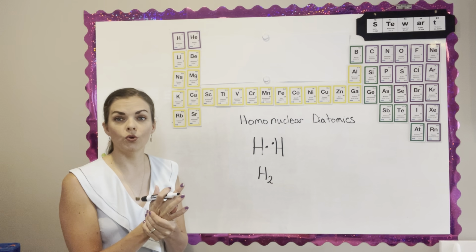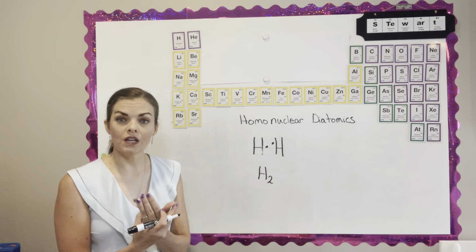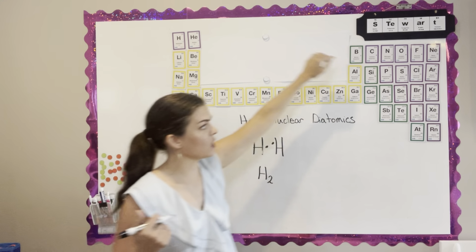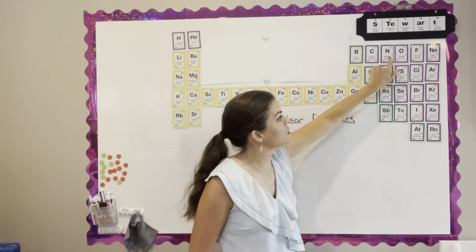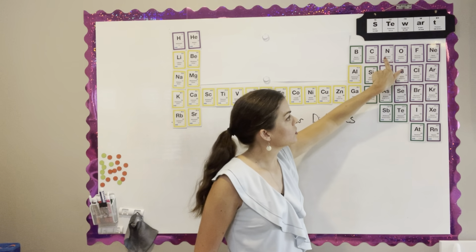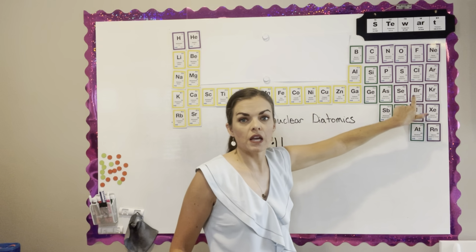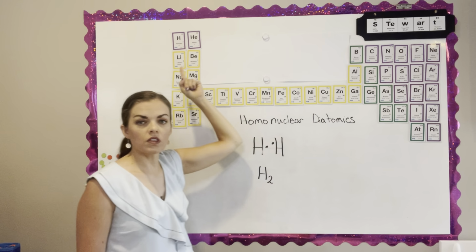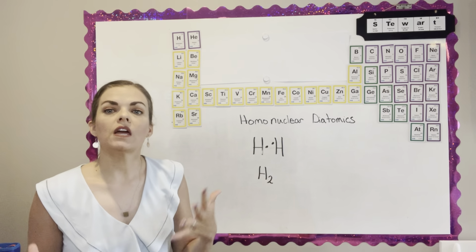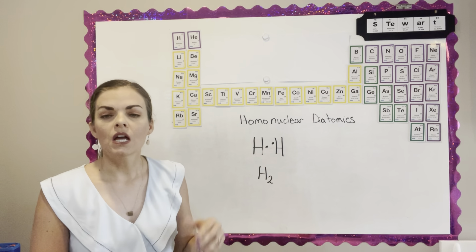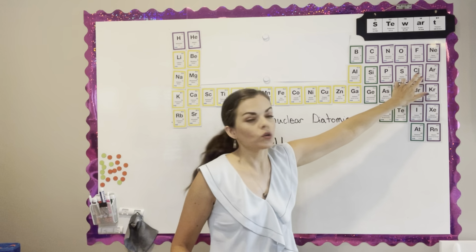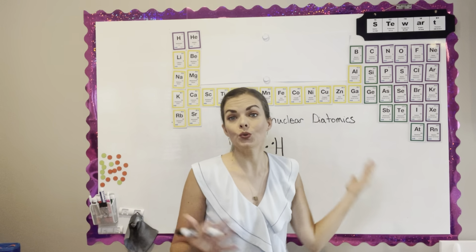There are 7 elements that are homonuclear diatomic, and they essentially make a 7 on your periodic table. They include hydrogen, and then they come over here, and this is where you get the 7. You go nitrogen, oxygen, fluorine, chlorine, bromine, and iodine. You can see this 7 shape made on the periodic table, and for the 7th element, you add in hydrogen. If these exist by themselves, they're going to be bonded to another one of themselves. Like, you are not going to have 1 chlorine, you're going to have 2 chlorines.